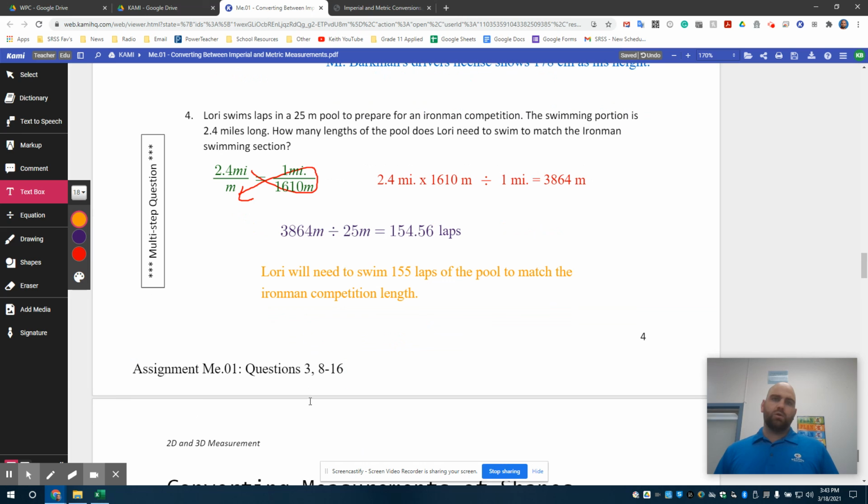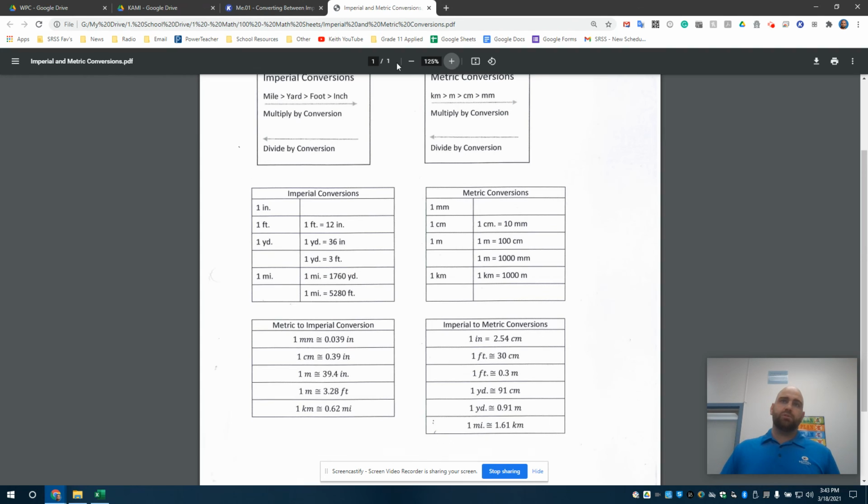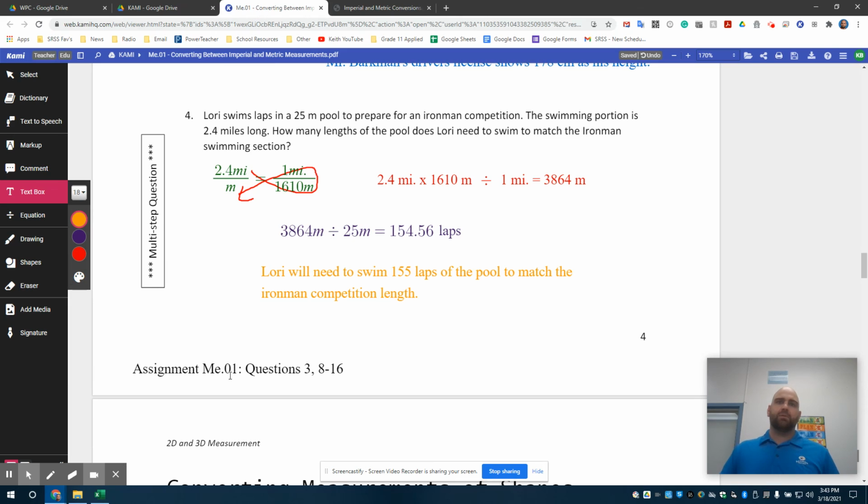All right, I'd like you to work on questions 3 and 8 to 16, which all deal with converting metric measurements as well as between metric and imperial measurements. Please use your formula page or your conversion page, which you're given here. Remember that each one of these conversions is a fraction. So we just set it up like a fraction.